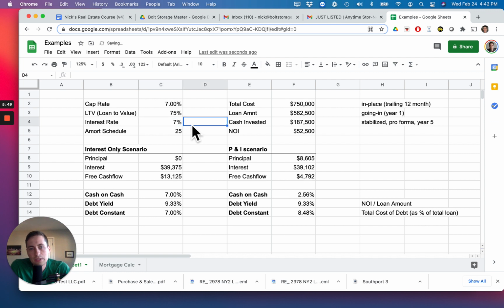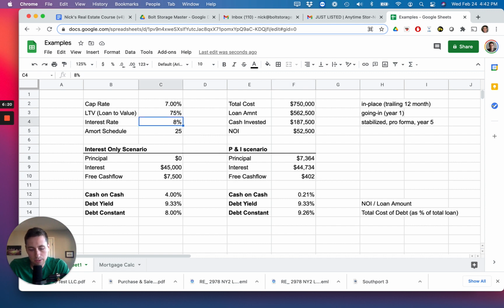If we have a 7% interest rate, obviously our interest goes way up, $39,000 versus $22,000. So if we enter a high interest rate environment, boom, our interest goes up, debt yield and debt constant, wow, they're very close, and we have very little free cash flow. Let's take the interest rate up to 8% and see what happens. Ooh, they're almost touching. We have very little, $400 in free cash flow.